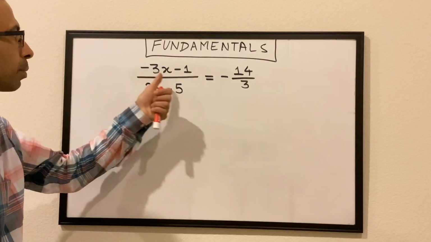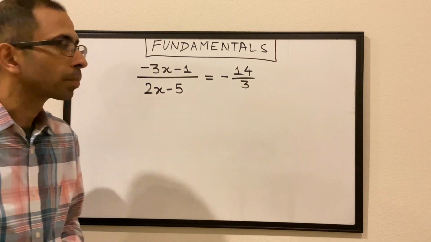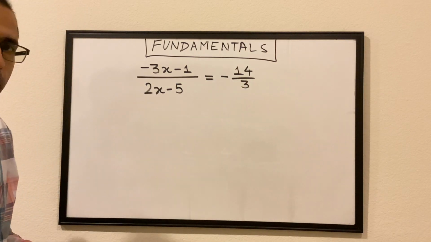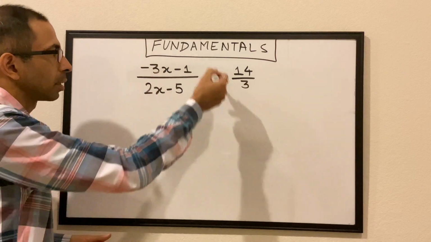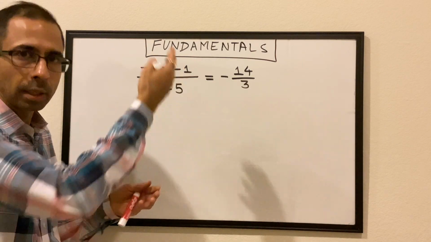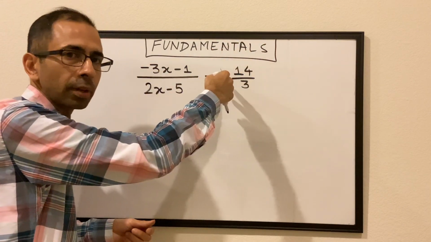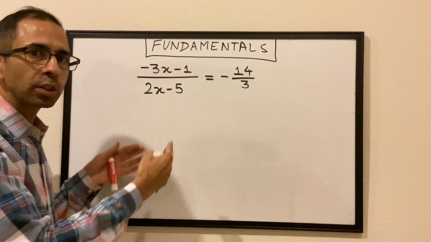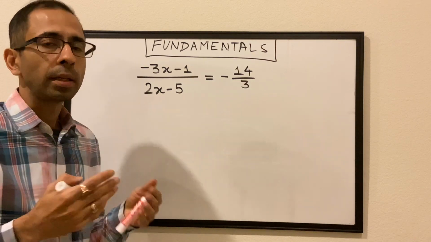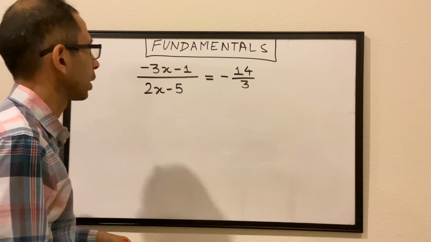So we have (minus 3x minus 1) divided by (2x minus 5) is equal to minus 14 over 3. Again, on the left side we have a single fraction, even though it has many negative signs, it doesn't matter, it's a single fraction on the left side, and on the right side also it's a single fraction. So basically we have a single fraction on each of the sides of the equation, and hence to begin with we can do the cross multiplication.